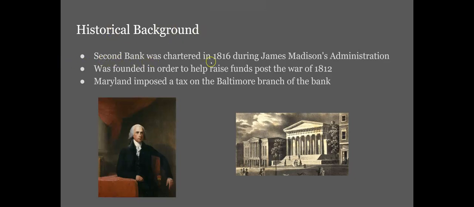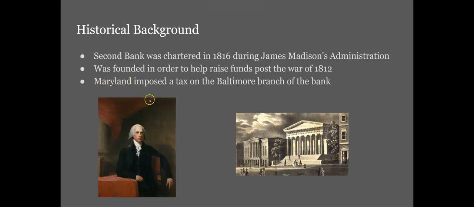The Second Bank was chartered in 1816 as one of the last acts of James Madison's presidency. It was founded in order to help raise funds post the War of 1812 because a lot of people thought that a federal bank was necessary in order to have a stable economy and to back up the currency. And Maryland imposed a tax on the Baltimore branch of the bank. So this court case is actually mainly centered around Maryland.